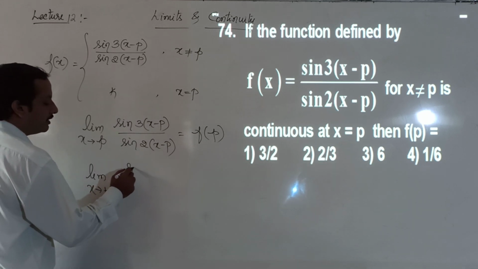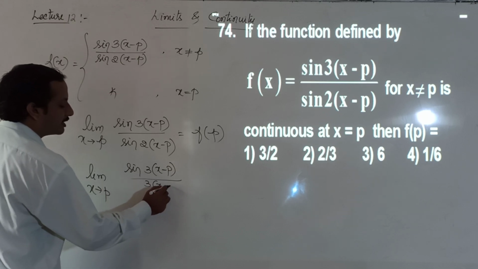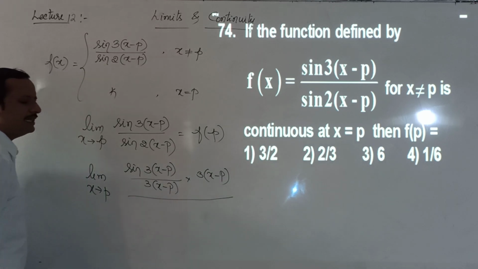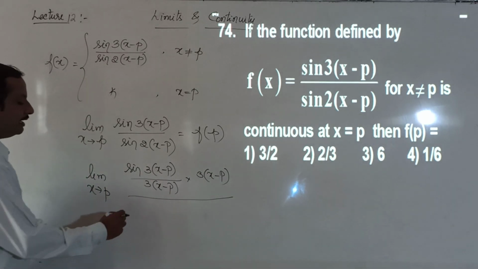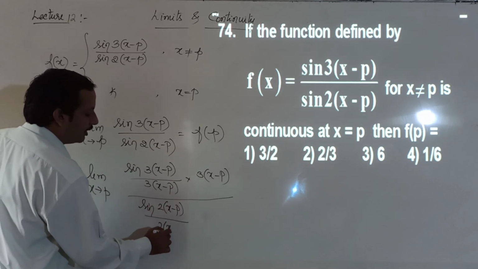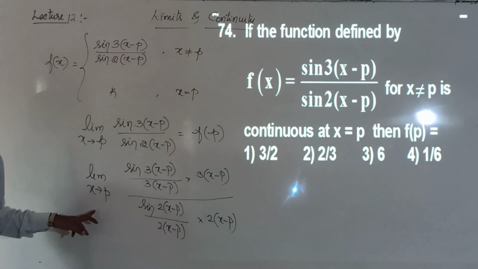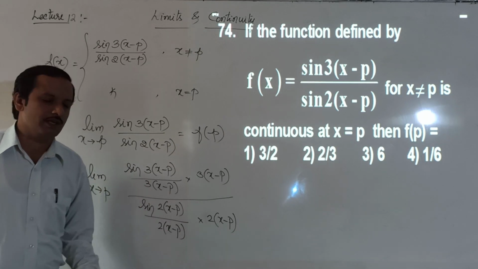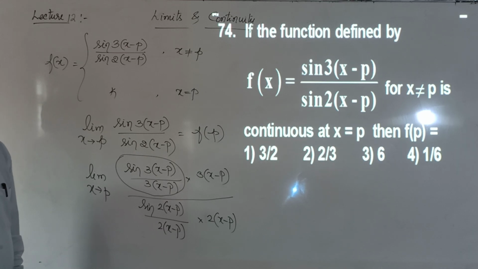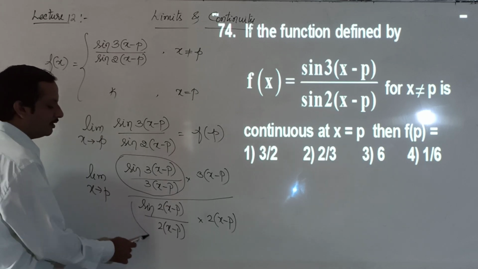I divide by 3(x - p): sin 3(x - p) divided by 3(x - p). Since I have divided it, to compensate I am multiplying by 3(x - p). Similarly, in the denominator, sin 2(x - p) divided by 2(x - p), into 2(x - p). Now, as x tends to p, x minus p will tend to 0. So this is as good as sin theta by theta as theta tends to 0. As theta tends to 0, sin theta by theta equals 1. So that formula I am using here also.